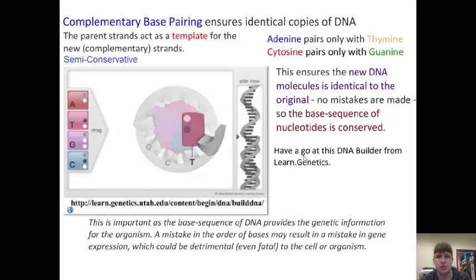This is also going to help to ensure that no mistakes are being made because we are using this sequence and using our base pairing. Those nucleotides are going to be conserved. So if you'd like to go through, this is a little link to a DNA builder on Learn Genetics, and you can build and practice your complementary base pair binding.